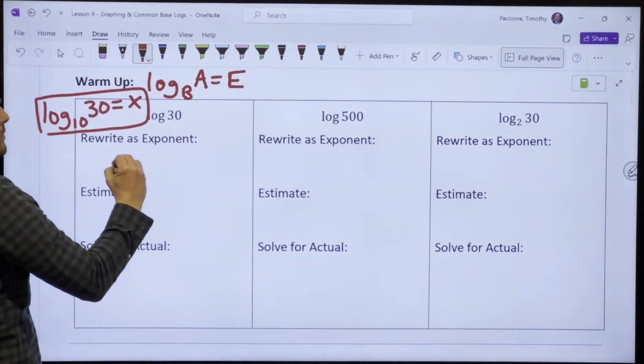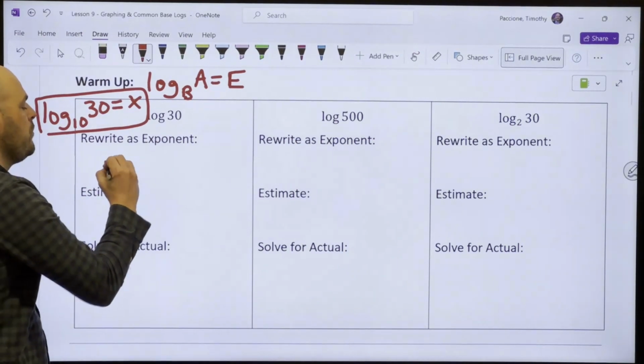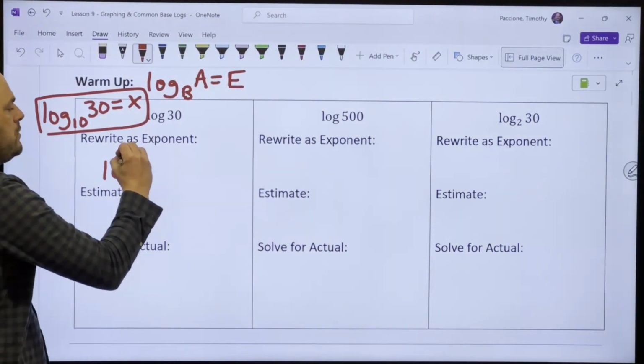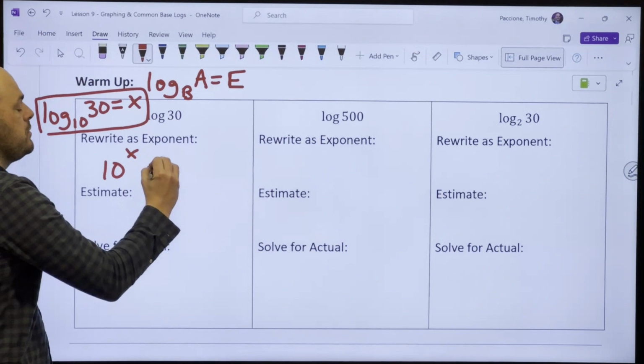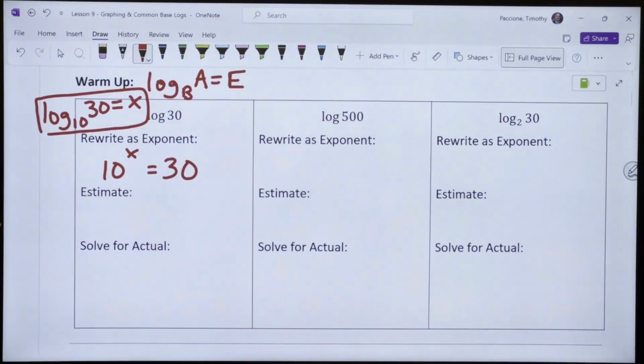What's my base? 10. What's my exponent? And my answer? 30. Okay, so now I kind of see the situation. It's saying 10 to the something is 30. We know some 10 to the somethings. I don't know any of them that get me 30, but let's think about the ones that we do know to get an estimate before we get started so we can make a prediction.